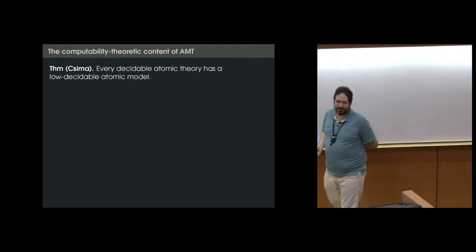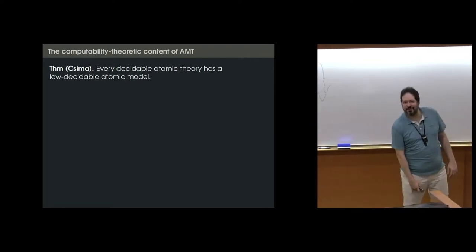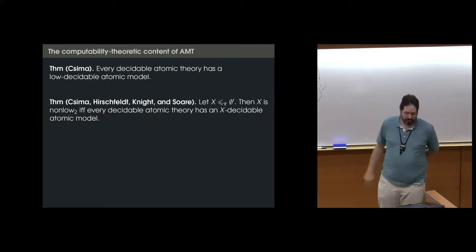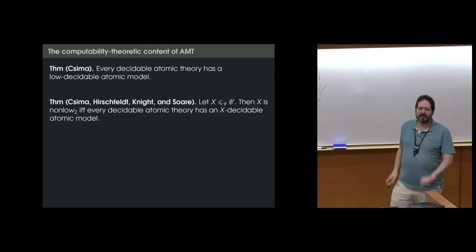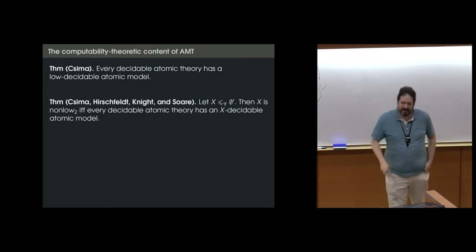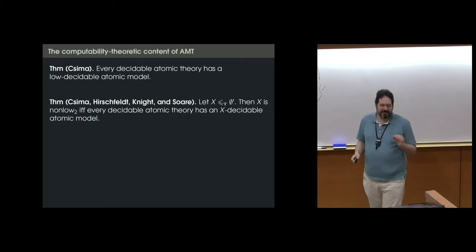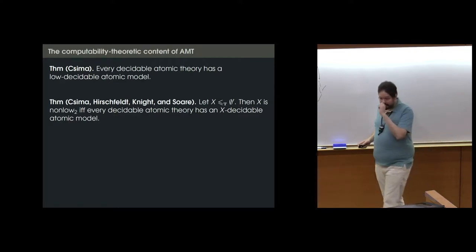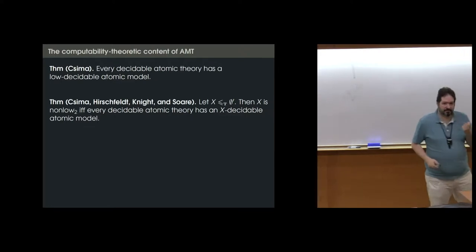Now, whenever you have these kind of results about the existence of a low something, the first thing people think is, oh, it comes somehow from the low basis theorem of Jockusch and Soare. Here it doesn't. So in joint work with Csima, Knight, and Soare, we showed, fix a Delta-2 X, X computable in 0 prime. Then saying that every decidable atomic theory has an X-decidable atomic model is the same as saying that X is non-low 2.